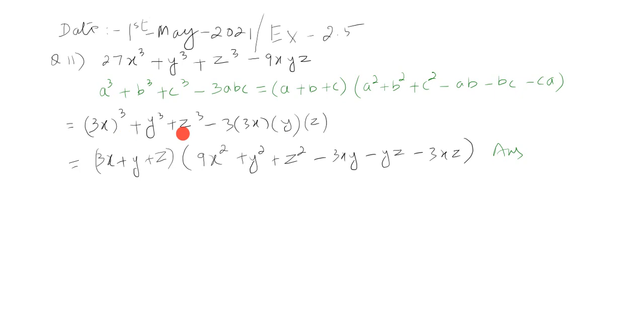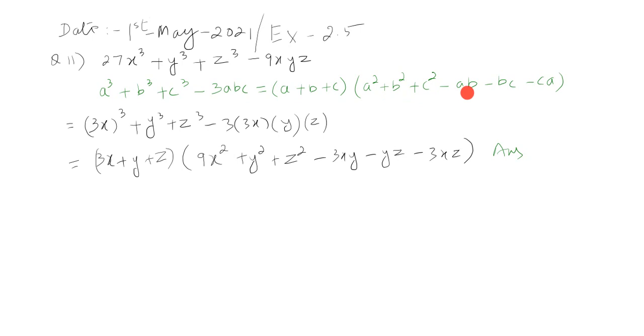So if we have these four terms, then these two brackets have to be written. These are the factors. So a plus b plus c in one bracket. Then a square means 3x square, that is 9x square. Then y square, then z square. That means these three have come.